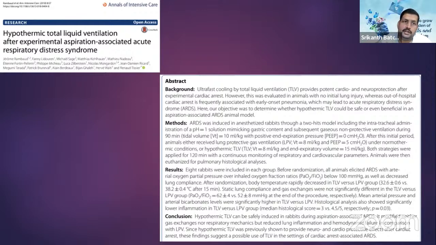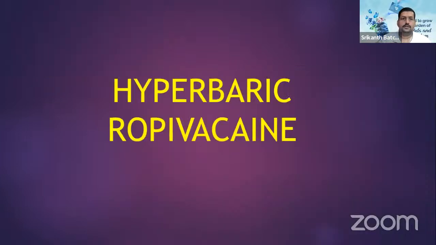But when it is done with TLV with perfluorocarbons, they say that hypothermia of 33 degrees centigrade is achieved in less than 30 minutes, with a very uniform hypothermia throughout the body. The brain is also not spared. The entire body, every part of tissue, is cooled within 30 minutes with the TLV.